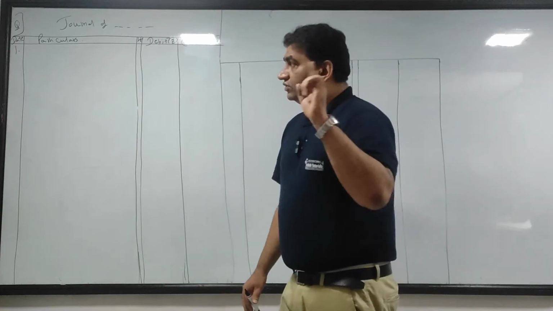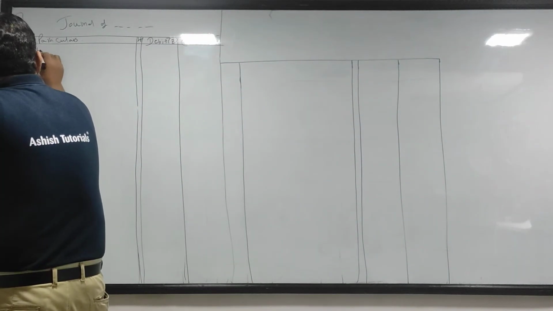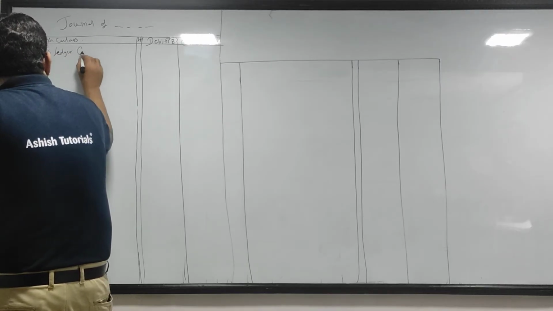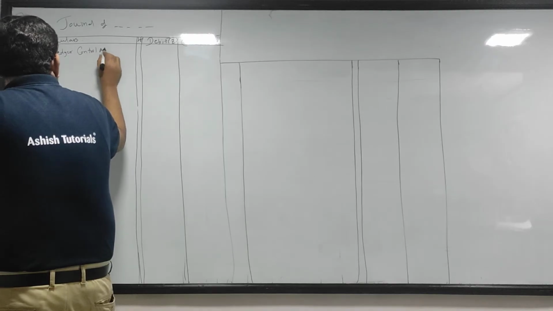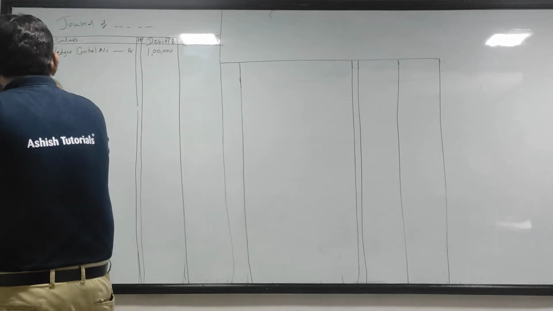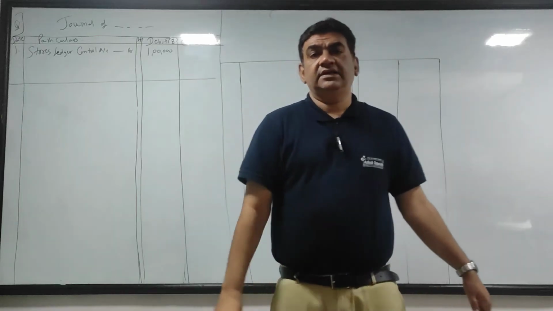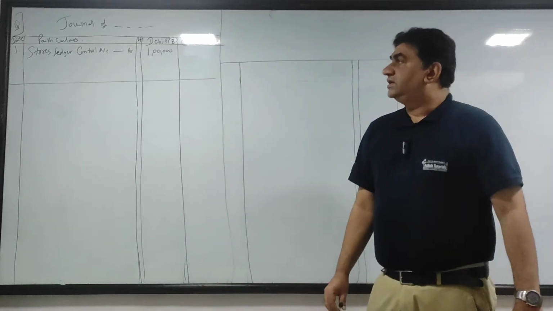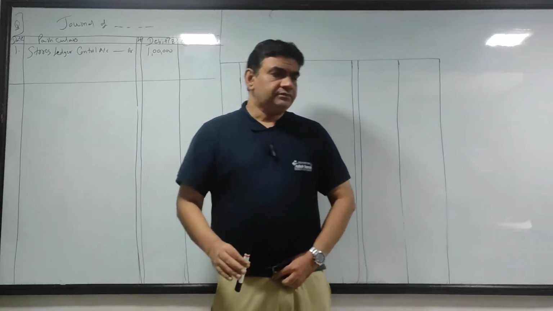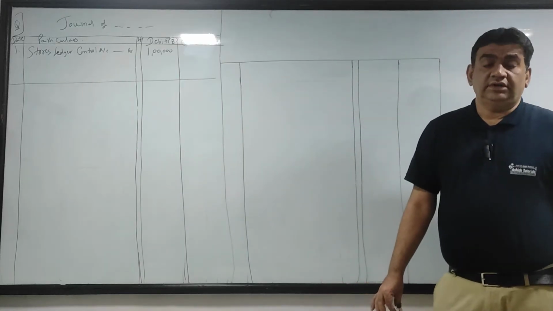I'll go step by step. So the first thing, because I am buying material, material comes in, we will debit an account called as store ledger control account, that is 1 lakh. Materials are coming in, materials are being purchased. So we debit store ledger control account.